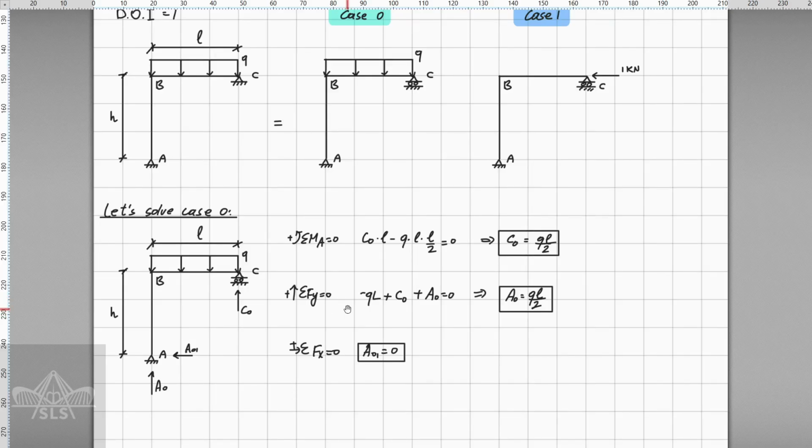Next, we do the same. We take sum of forces in y direction, and then we determine the value of A0, which is as shown here. And then if we take sum of forces in x, we are going to see that the horizontal reaction at point A is going to be 0, as there is no lateral force acting on the structure itself.